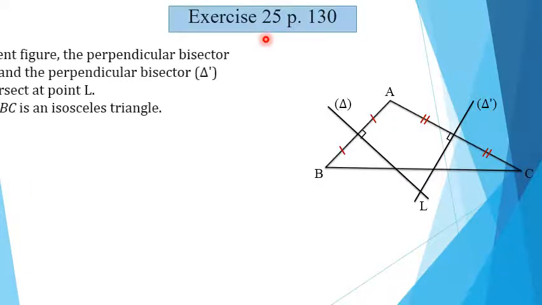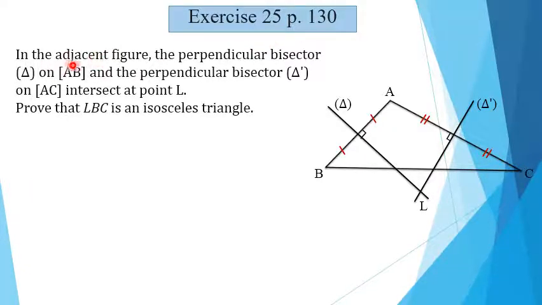Exercise 25. In the adjacent figure, the perpendicular bisector delta on AB and the perpendicular bisector delta prime on AC intersect at point L. Here is our figure. We have a triangle ABC.